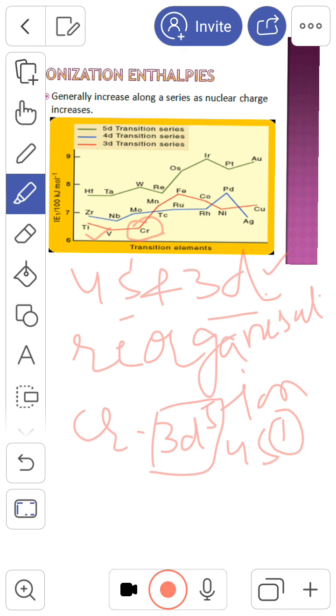And zinc has very high ionization enthalpy, because zinc has a fully filled d configuration, and 4s2 is also fully filled. It has a fully filled configuration. That's why it is more stable and hence requires more energy to remove an electron from the outermost shell.